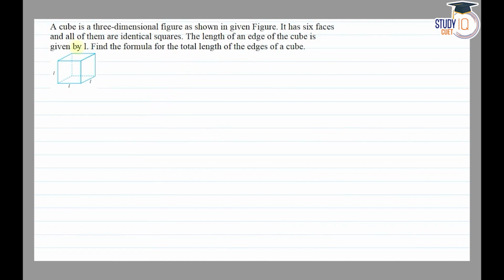So the question says that a cube is a three-dimensional figure as shown in given figure. It has 6 faces and all of them are identical squares. The length of an edge of the cube is given by L. Find the formula for the total length of edges of cube.